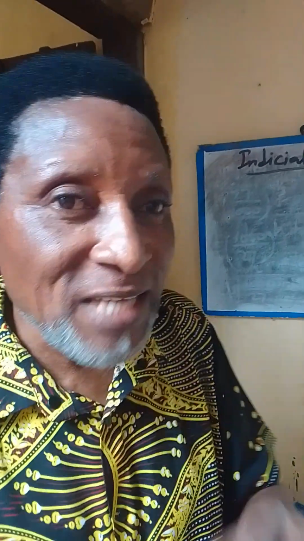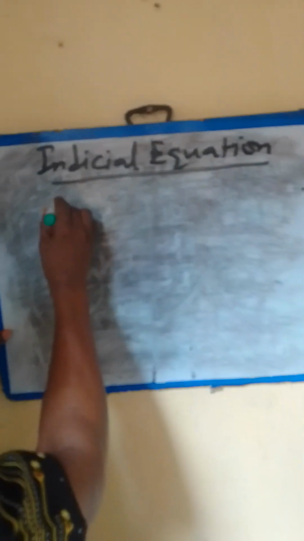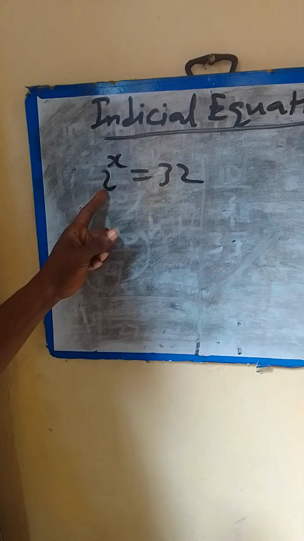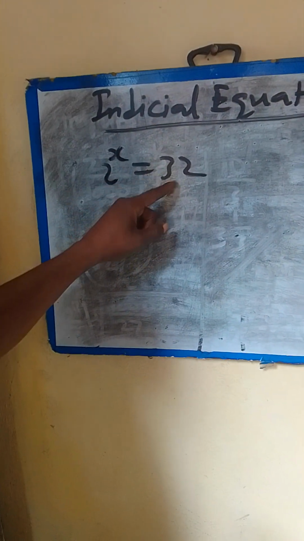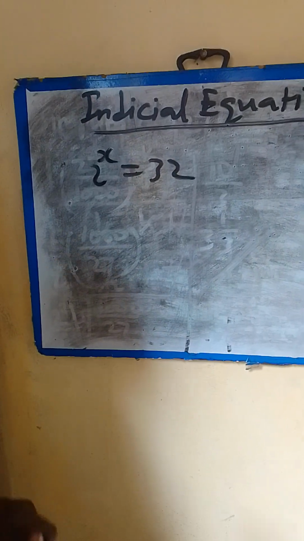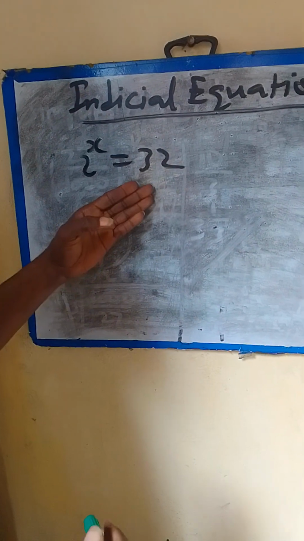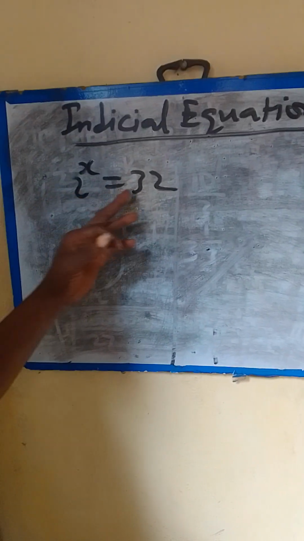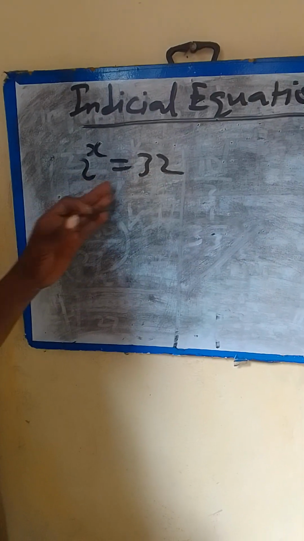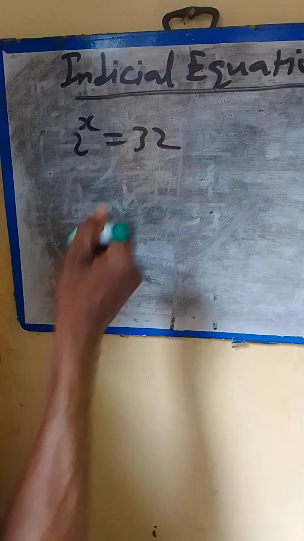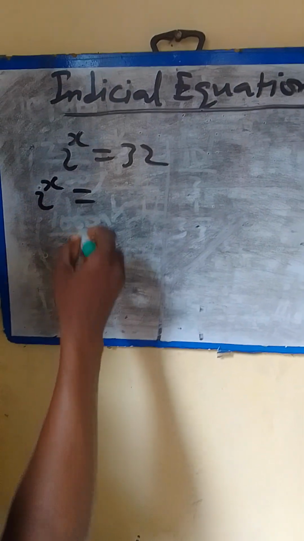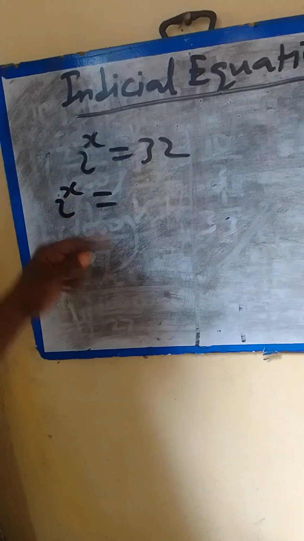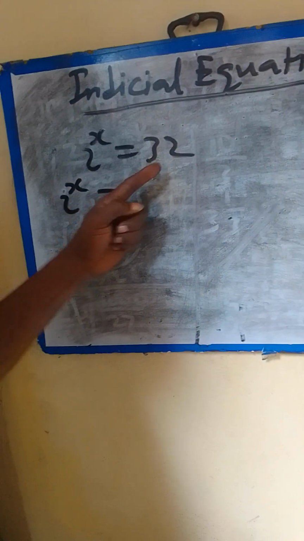For example, we have 2 raised to power x is equal to 32. The x here is the power, the 2 here is the base. It is equated to the number 32. Now, when you have such a problem, you are expected to look for x. So you try to see how you can make the bases the same. Since here it is 2 raised to power x, try to see how many times 2 can multiply itself to give you 32.